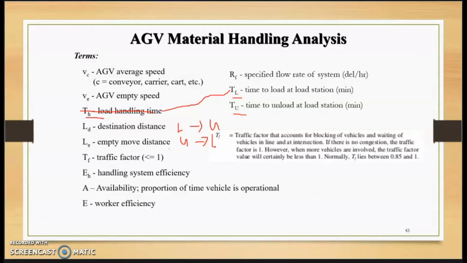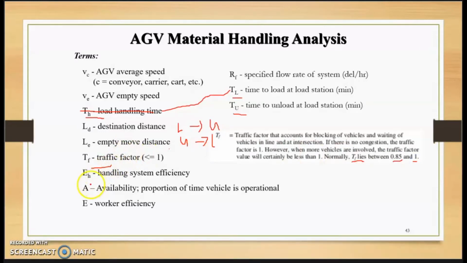Then we have a traffic factor, which is the time that is incurred because of the blocking of vehicles or operators during the operation of the AGV. For example, when an operator crosses in front of the AGV, it will naturally stop to avoid collisions. So this will account for the traffic factor. Normally the traffic factor lies between 0.85 and 1.